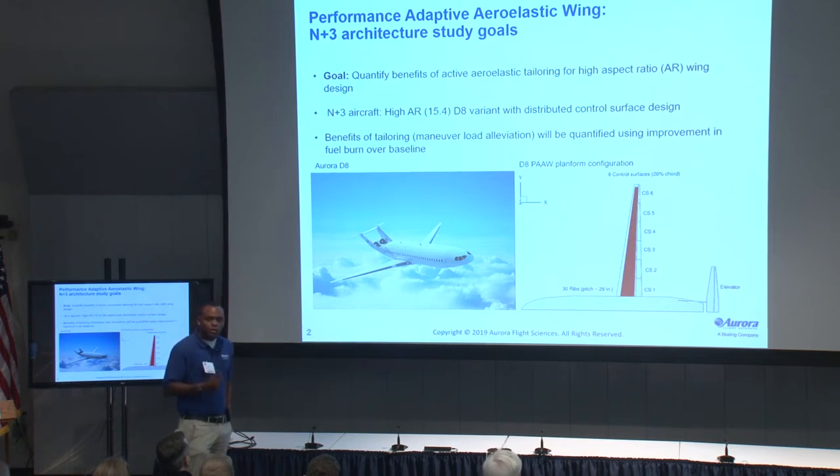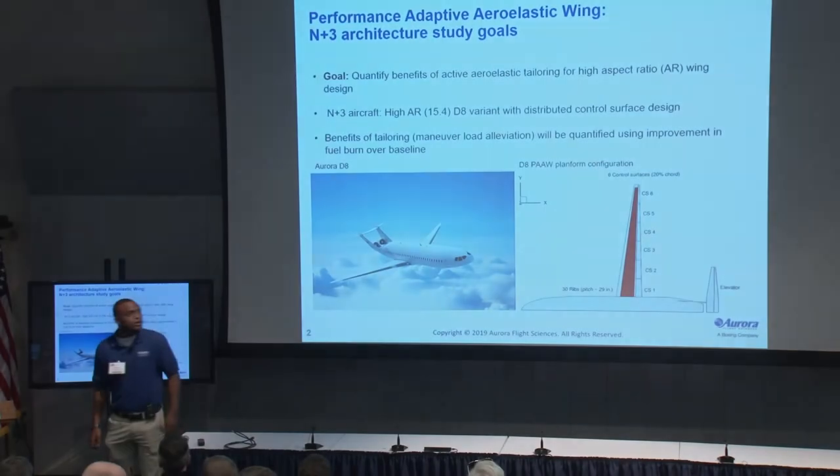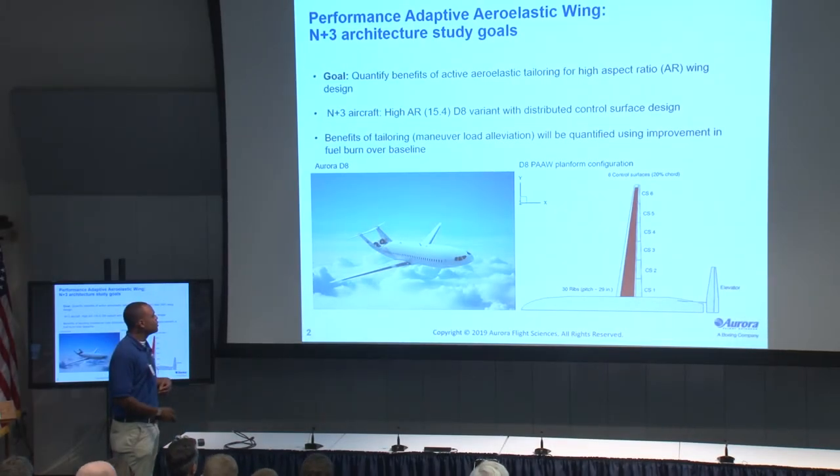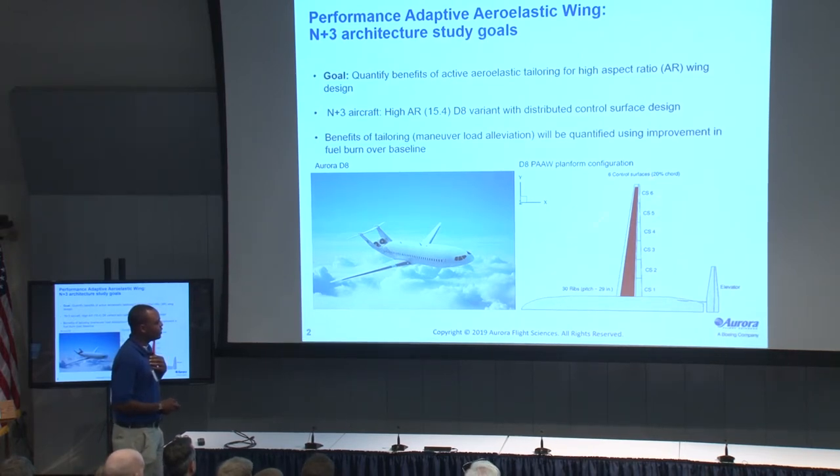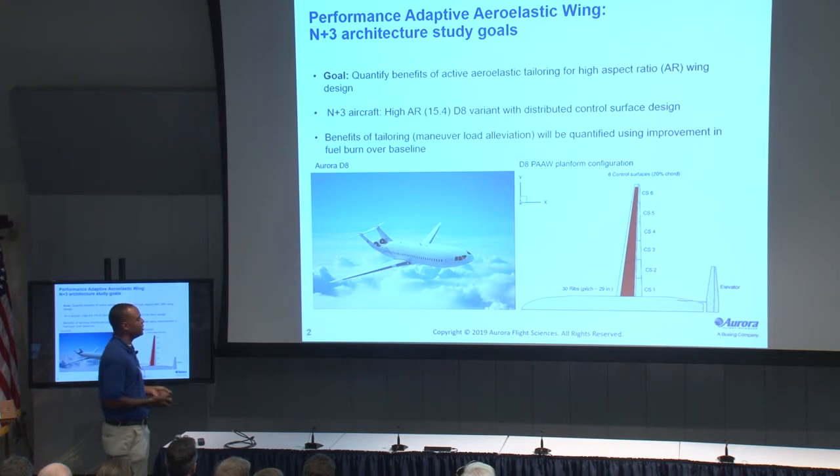In particular, what we were really interested in on this project is applying this new technology to next generation aircraft designs, which we know will probably feature even more aeroelastically flexible wings. From that perspective, we chose the D8 as our benchmark baseline aircraft model to modify. We took the D8 as a baseline, threw on six distributed control surfaces on each wing, and mocked up a rough wing box model. And then we wanted to use OpenMDAO's optimization functionality to quantify the maximal benefits we could get out of the active tailoring architecture for this aircraft configuration.